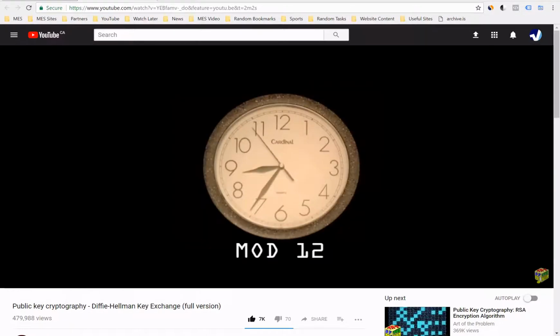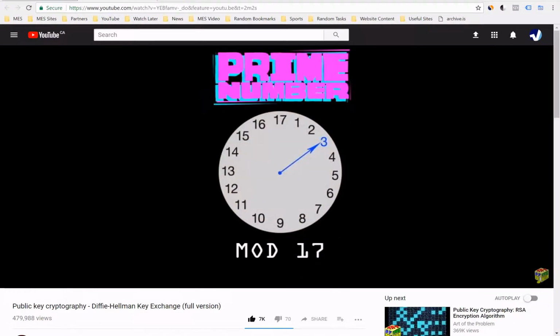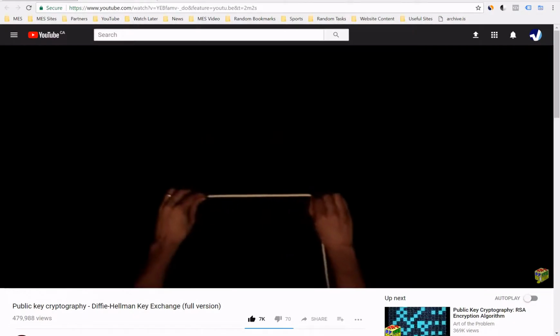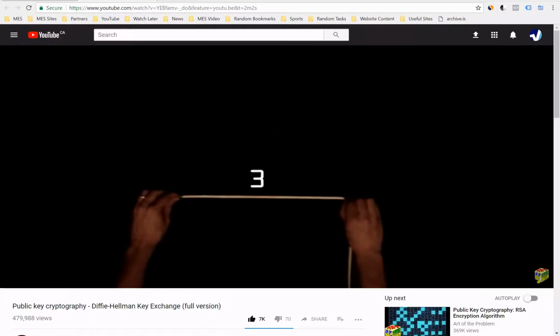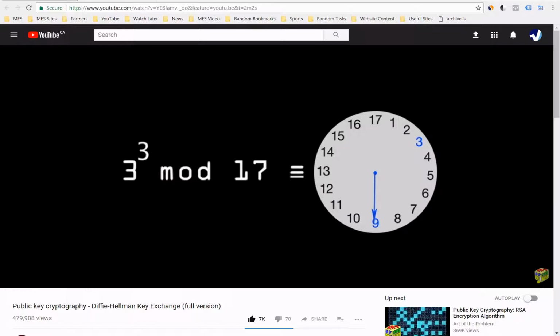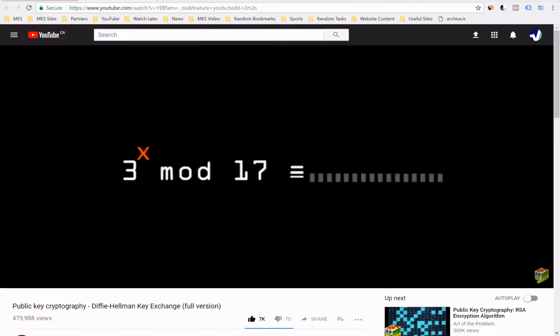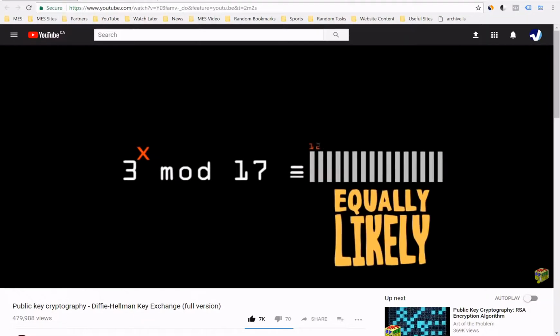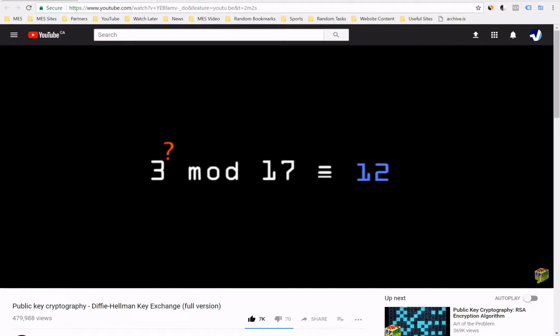Easy. Now, to make this work, we use a prime modulus, such as 17. Then we find a primitive root of 17, in this case 3, which has this important property that when raised to different exponents, the solution distributes uniformly around the clock. 3 is known as the generator. If we raise 3 to any exponent x, then the solution is equally likely to be any integer between 0 and 17.